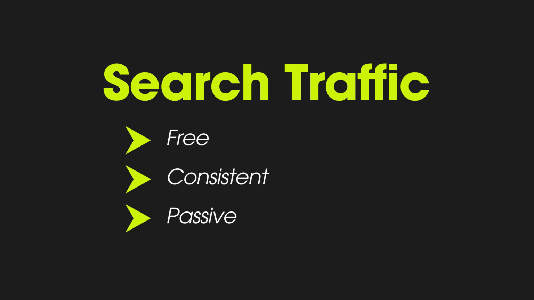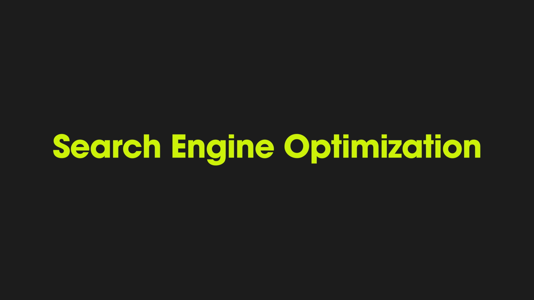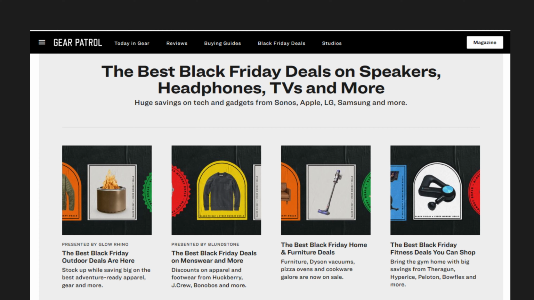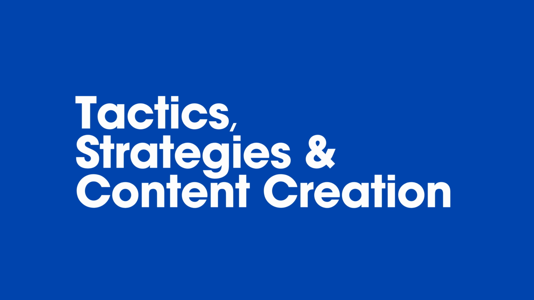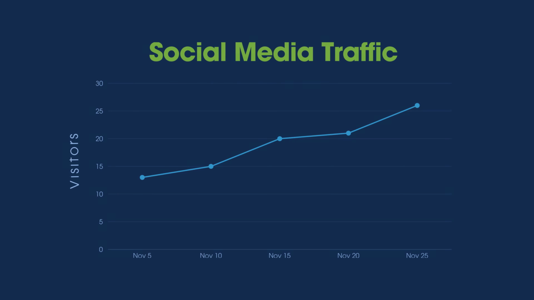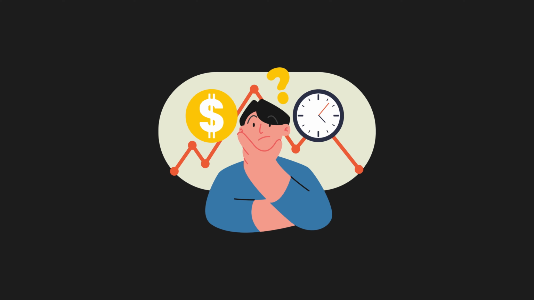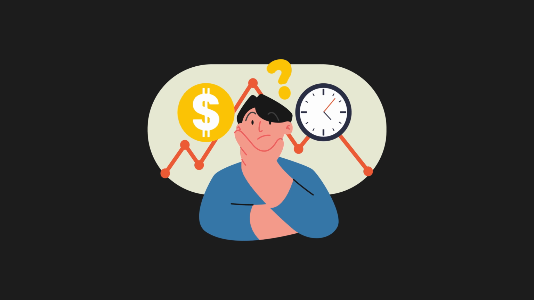Now, search traffic is free, consistent, and passive, and the way you get search traffic is through a marketing method called search engine optimization, or SEO. It's the primary traffic source I recommend, and it's what many multi-million-dollar affiliate websites rely on. We'll go much deeper into the tactical and strategic elements of creating content and getting relevant and consistent traffic in a later module. But first, you need to know whether the reward will be worth the effort.